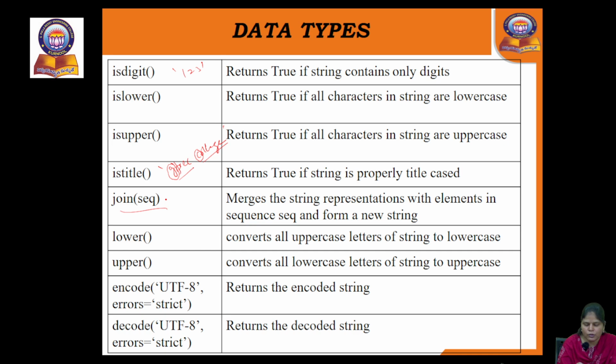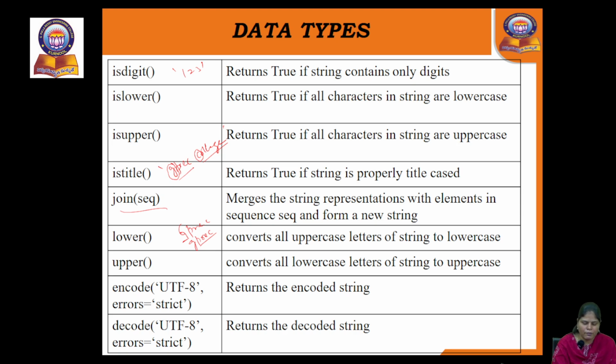Join, which is used for joining two strings. It is used to merge the string representations with the elements in a sequence, seq, and form a new string. That means for concatenation we will be using join. Next is lower. This is used for conversion of uppercase letters into lowercase. If I take GPREC, here G is capitalized, so it will convert into a small letter, and the remaining are all lowercase, so they will be kept as they are, and it will print the output.